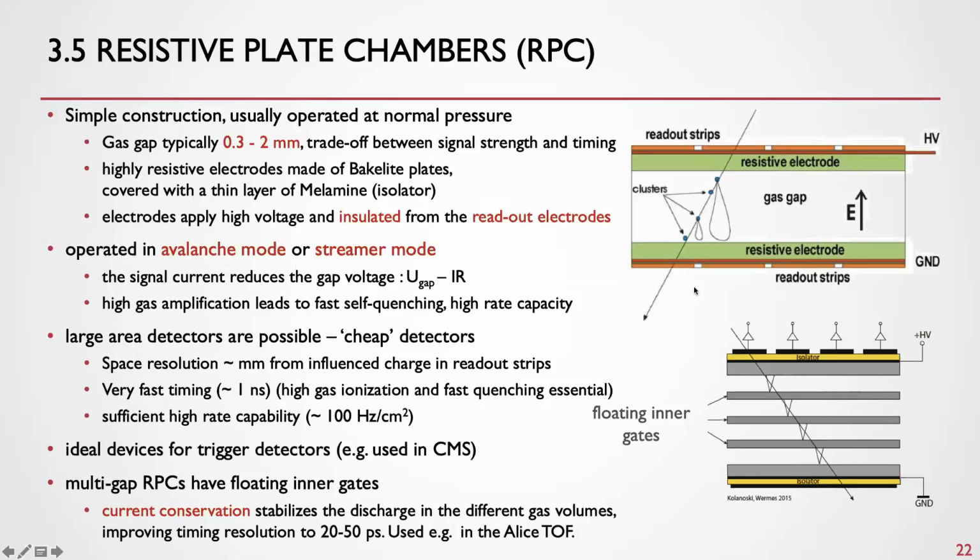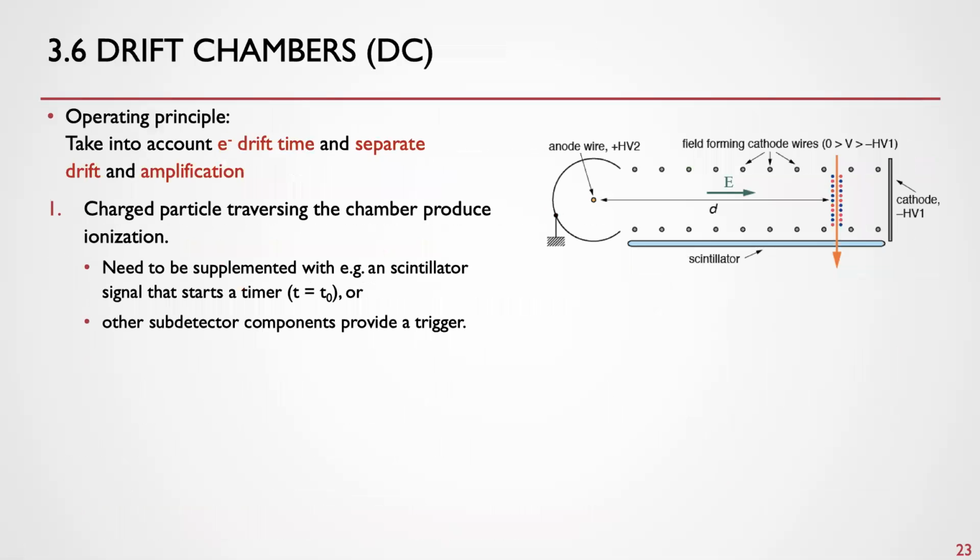That stabilizes the discharge, which is of course much more dynamical and much more non-linear and also much more angle dependent in the case of a single gap, which improves timing resolutions down to 20-50 picoseconds. And that's actually excellent. 20-50 picoseconds is excellent timing resolution and can therefore be used in time of flight detectors, which is, for example, done in the ALICE experiment. RPCs are also used in the CMS detector, by the way.